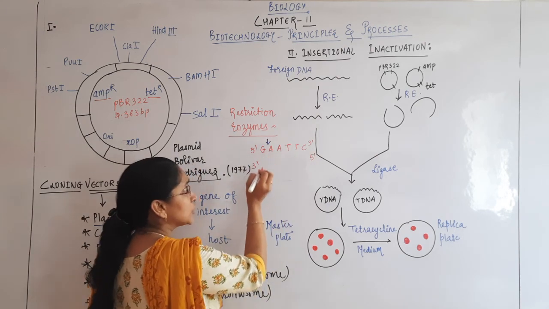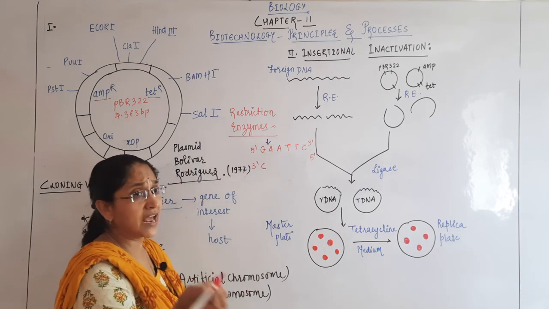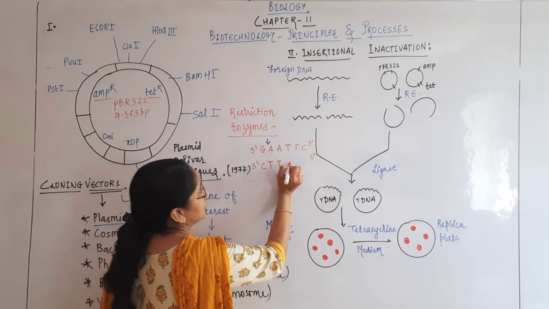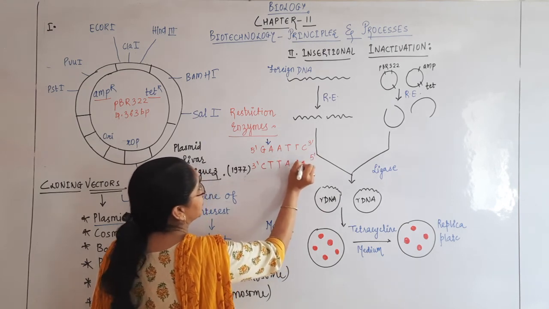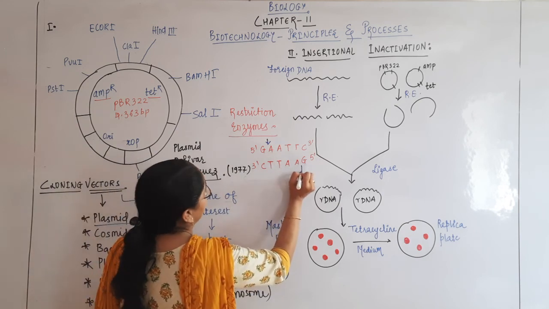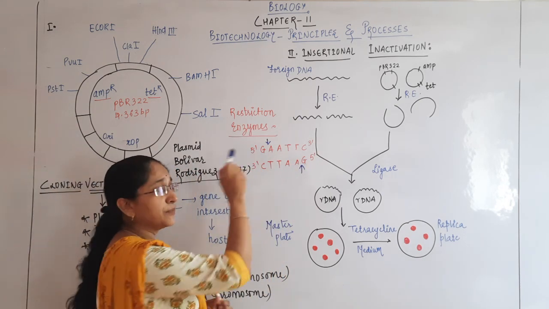So corresponding to G, it will be C. Corresponding to A, it will be T. T, again we have T, it will combine with A, and C with G. So here the cleavage will be carried out at both ends, between G and A, and these are palindromic because they are going to read the same from the 5' end.